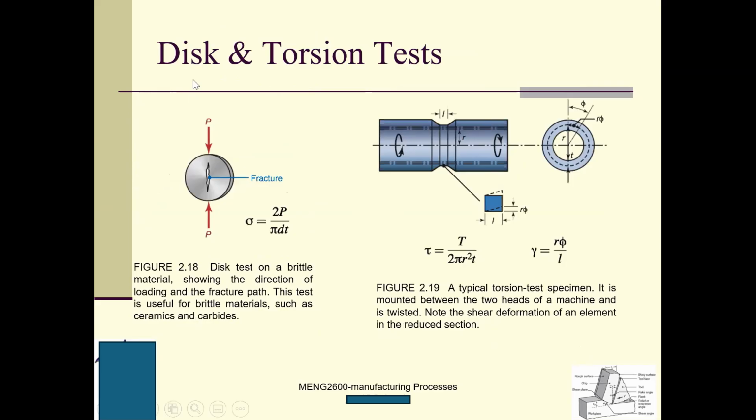Here is the test on a disk. This is a disk. We have a load here, and you can see it fractures in the middle. So this is sigma equals 2P divided by pi D T, where T is the thickness of this disk. Next, the torsion testing.